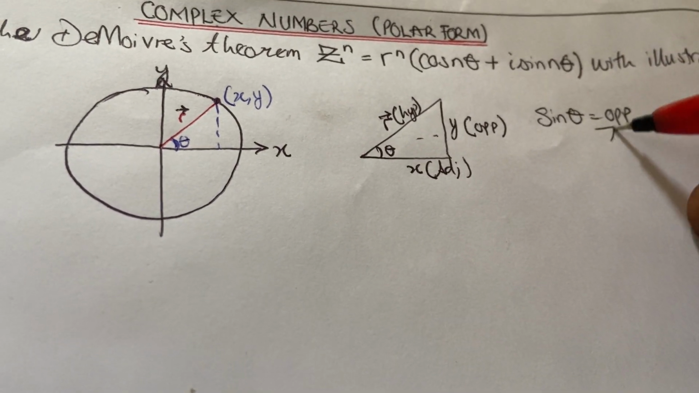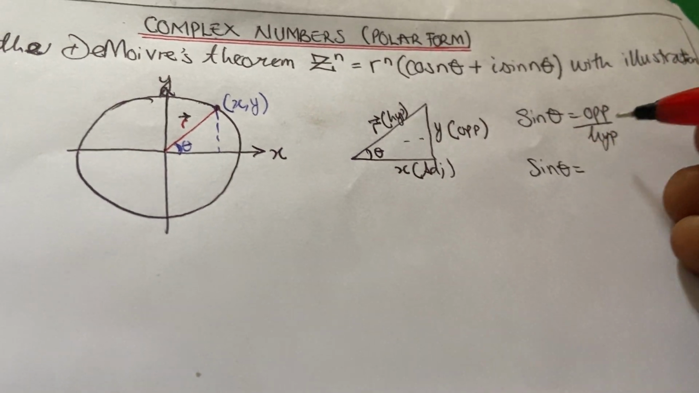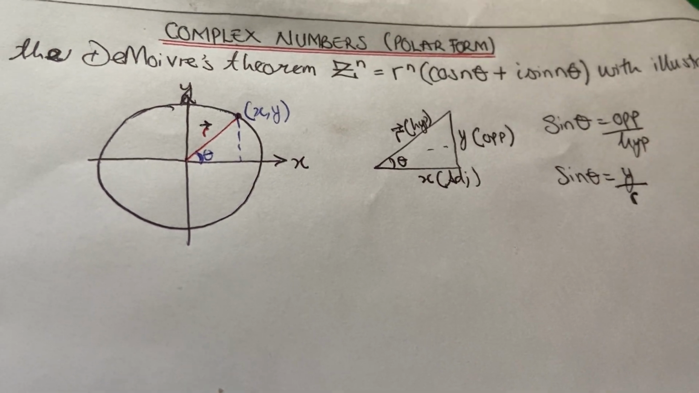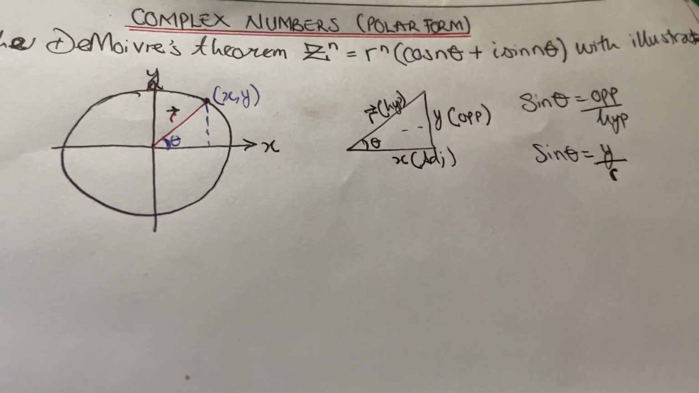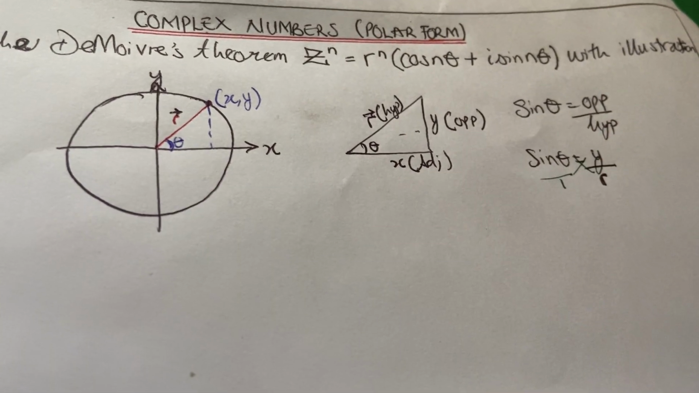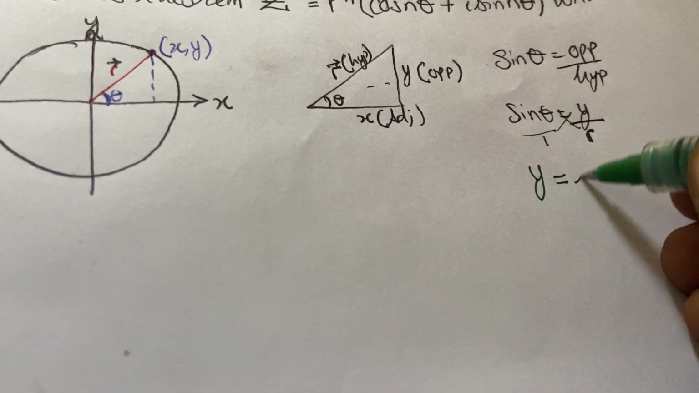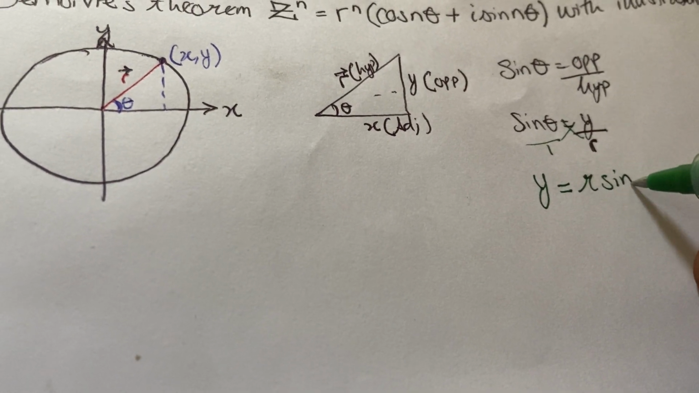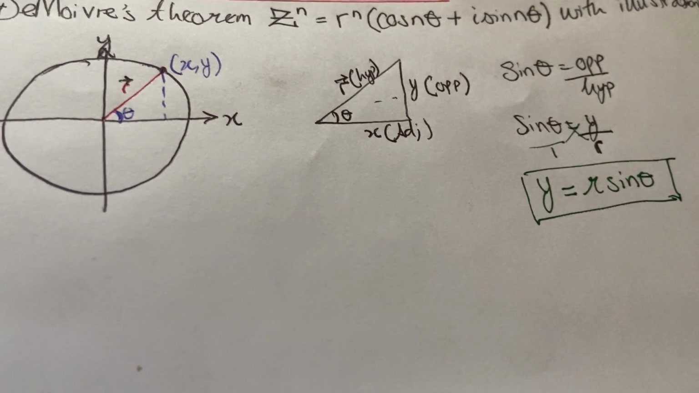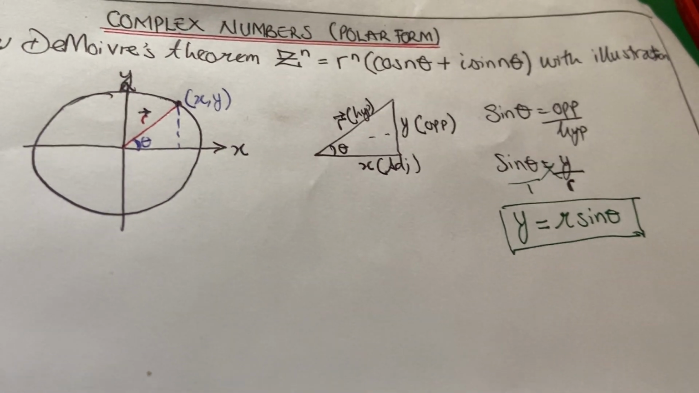Resolving vector r to the y and to the x, sine theta equals opposite over hypotenuse. So sine theta equals, the opposite is y, the hypotenuse is r. Right now we have our first identity: cross multiply, which means y equals r sine theta. That will be very important for us in proving De Moivre's theorem.